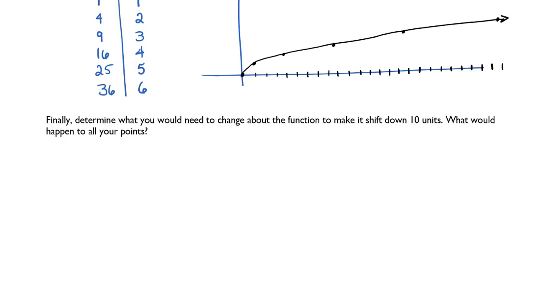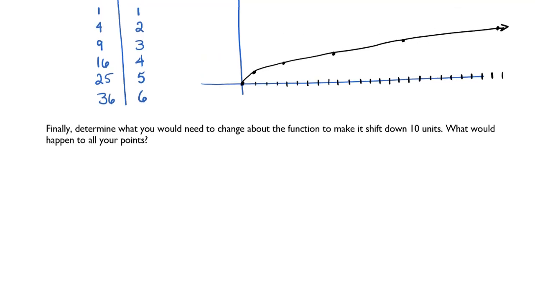Let's take a look at the question below. It says, finally determine what you would need to change about the function to make it shift down 10 units. What would happen to all your points? If you shifted this function down 10 units, 0 would now be at negative 10.